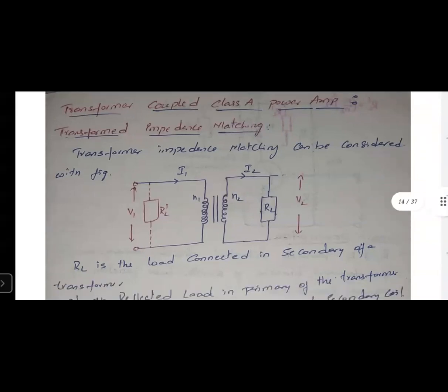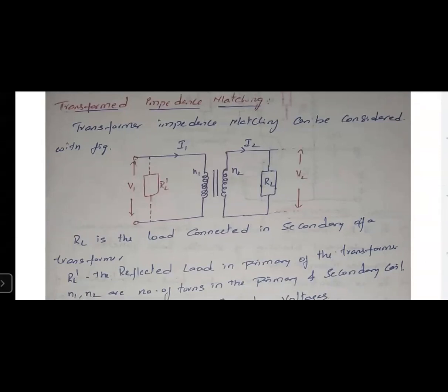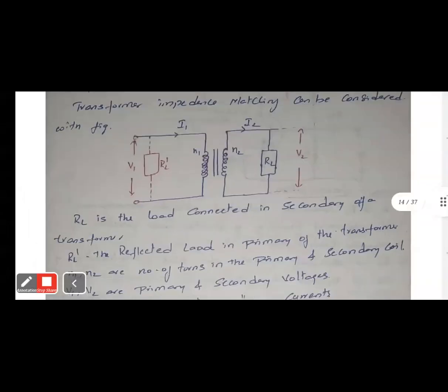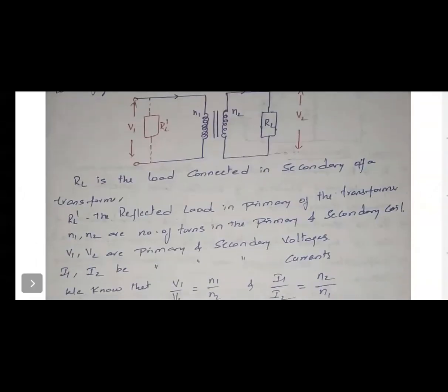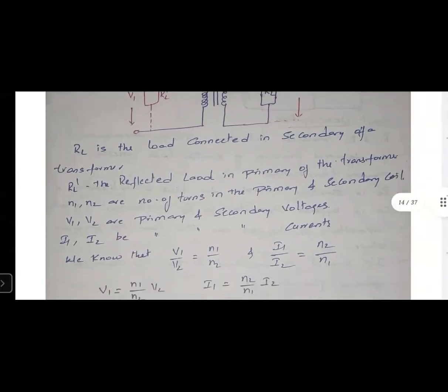These are the different terms we are discussing. RL is the load connected in the secondary winding of the transformer. RL dash is the effective load in the primary of the transformer, where N1 and N2 are the numbers of turns in the primary and secondary coils. This is similar to the transformer used in a half wave rectifier, with the same relations. V1, V2 are the primary and secondary voltages, and I1, I2 are the currents flowing through the primary and secondary.